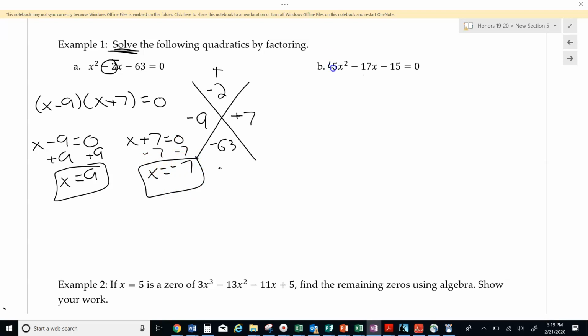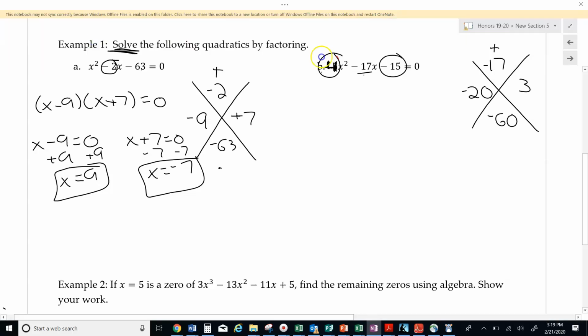This one has a typo. Please change this to a 4. Okay. Again, 4, 17, and 15 do not have any sort of GCF, so we can't do anything there. But we're adding to -17, and here we're going to multiply to 4 times -15, which is -60. And our two numbers are -20 and 3. Now remember, since we multiplied by this 4, we now have to divide by 4.